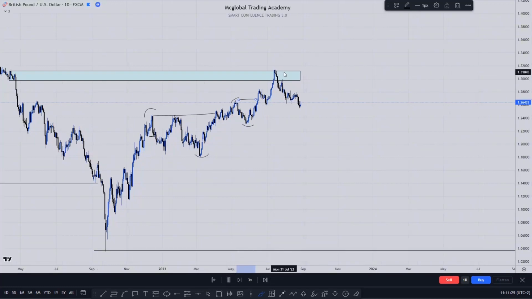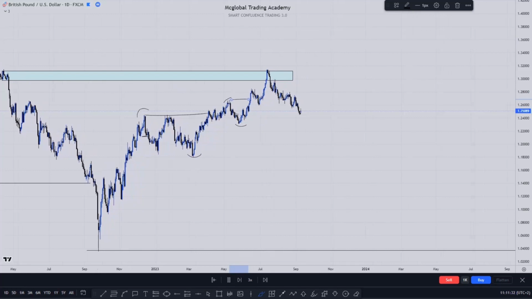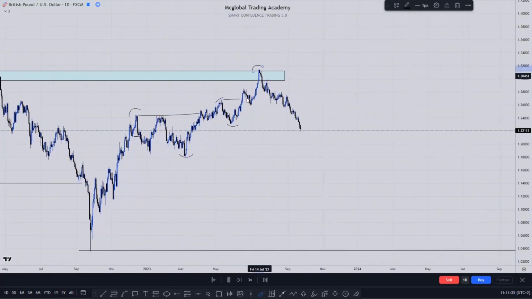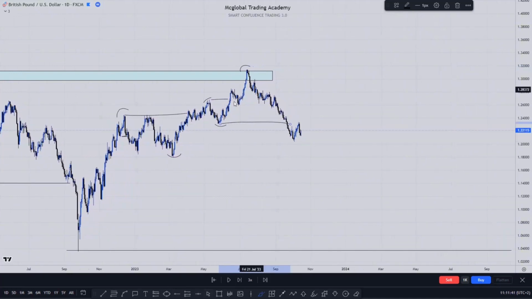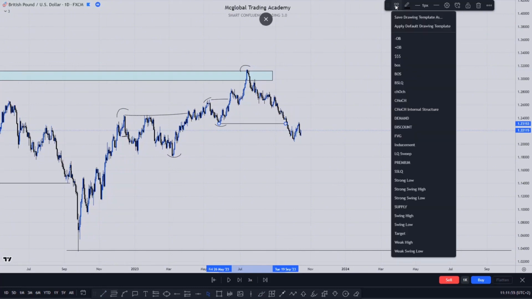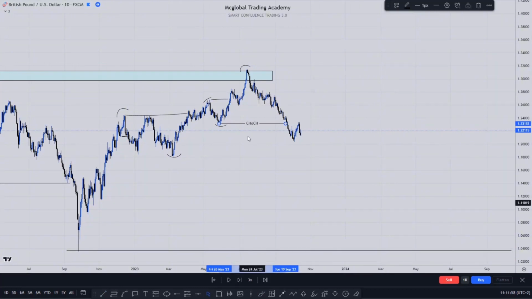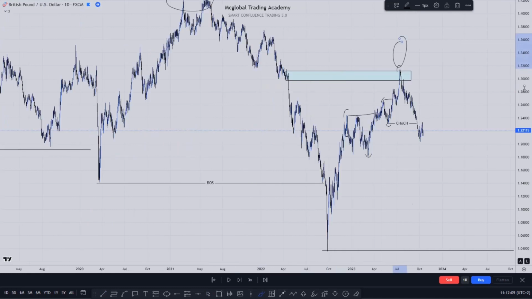Right here, we broke internal structure, meaning that's an internal structure higher high. Then right here, which is where the gist is, this is where we encountered our major change of character. That major change of character is a shift from bullish internal order flow to bearish. So that high that established that shift of internal order flow is our extreme lower high on an external structure perspective. This is our extreme lower high, that high. Lower high because it's lower than that one.